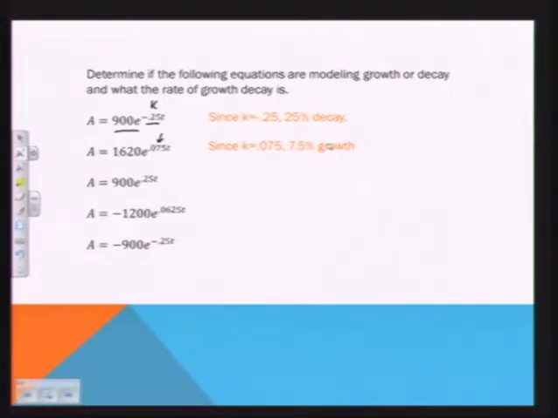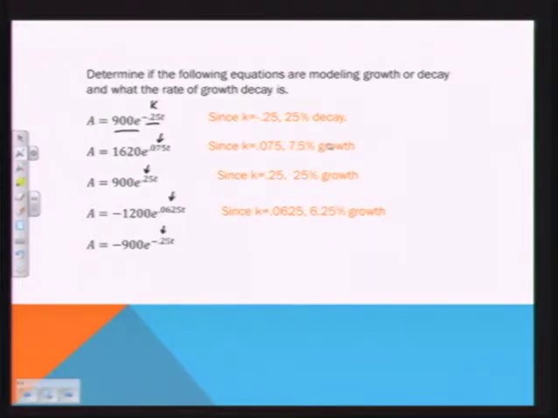In the third example, you now are getting used to this, I hope. K is 0.25, and so we have a positive K, which means we have 25% growth. And in the next to the last example, K once again is positive. 0.0625 translates into 6.25% growth. And finally, in the last one, we have negative 0.25 as K.